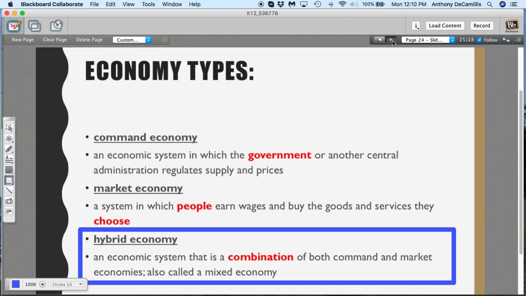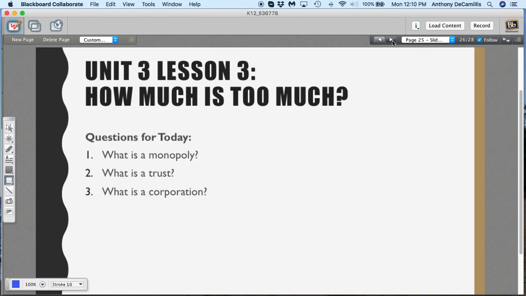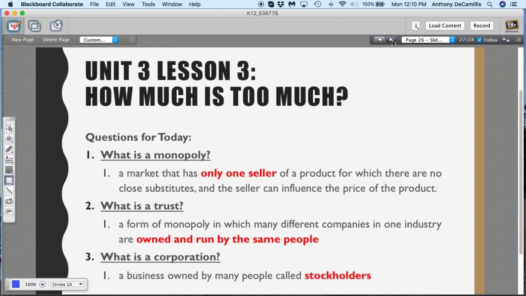To wrap it up, we looked at a few things. What is a monopoly? What is a trust? What is a corporation? Here I will leave you with a cheat sheet. You have this loaded into your lessons as well, in D2L. The definitions are right before our eyes.